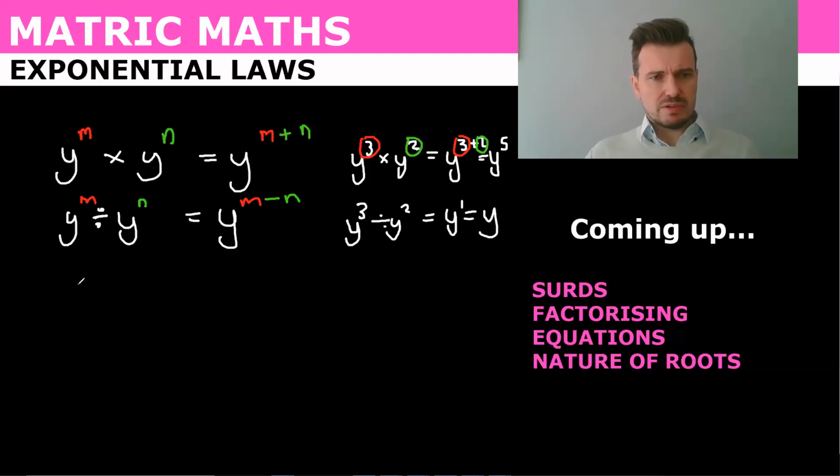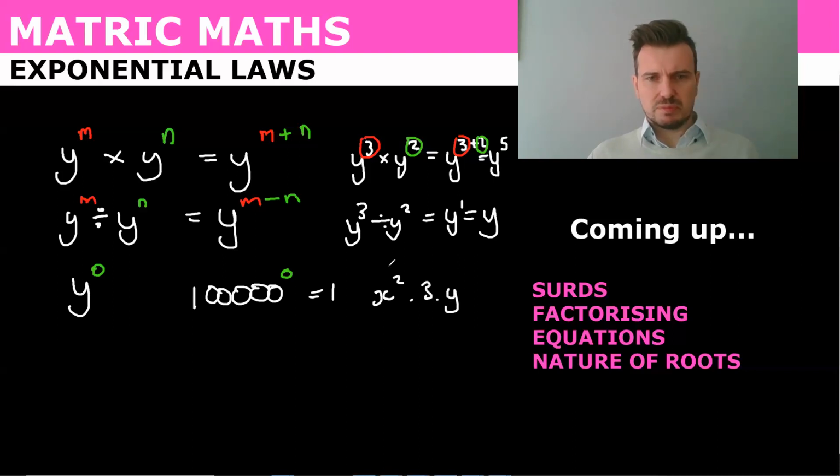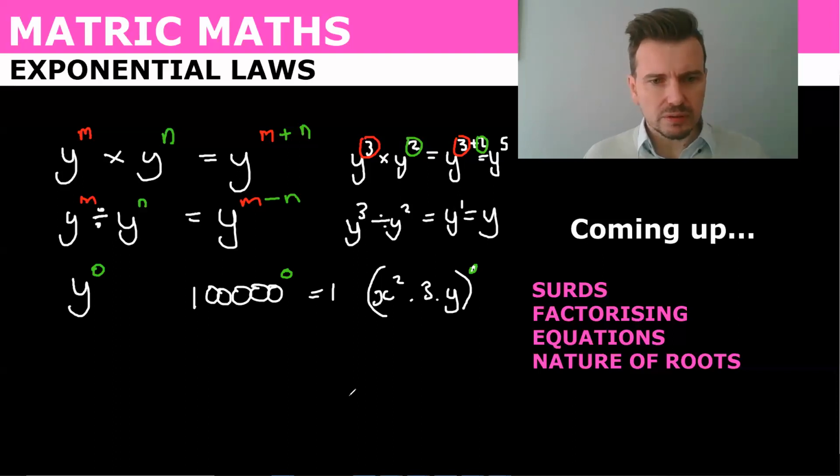Another thing is, if you have y to the 0, it's always equal to 1. Whatever it is, it could be 1,000,000 to the power of 0, it's going to be 1. Or you could have x squared times 3y, all in brackets to the 0. Very simple, it's just equal to 1.